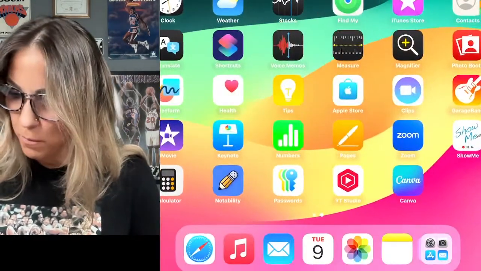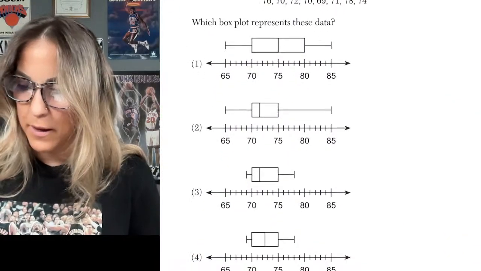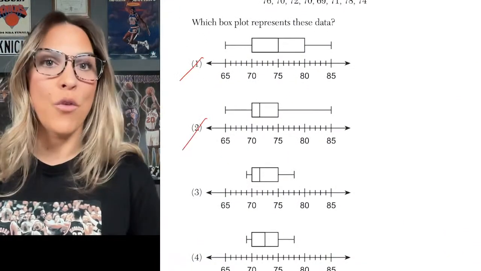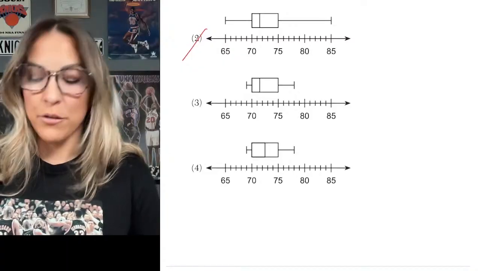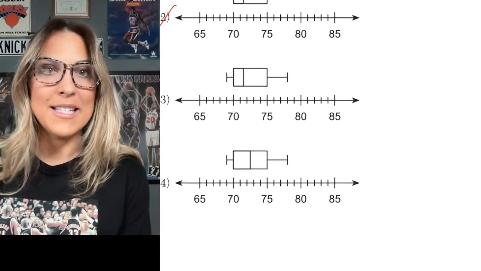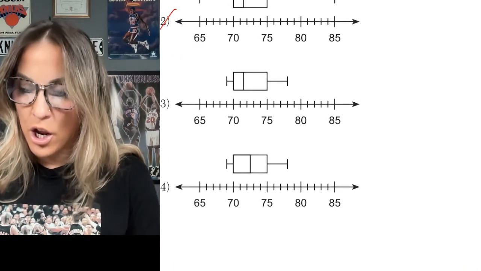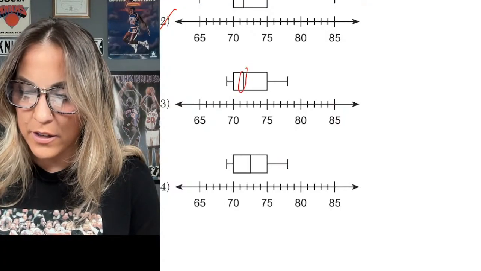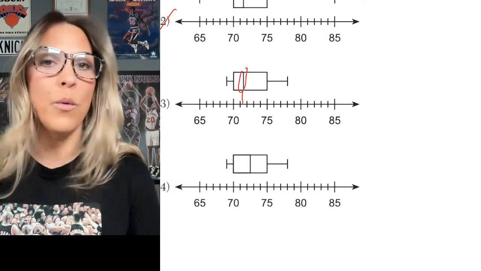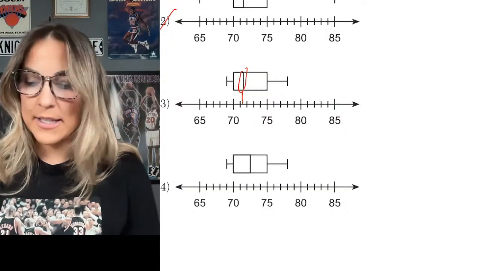So let's go back to our box plots. We eliminated 1 and 2 because they had the wrong minimum value. Out of 3 and 4, I need the median to be a 71.5. So if I look at this line right here and I go down, I see that it's between 71 and 72. So that looks like it is 71.5.